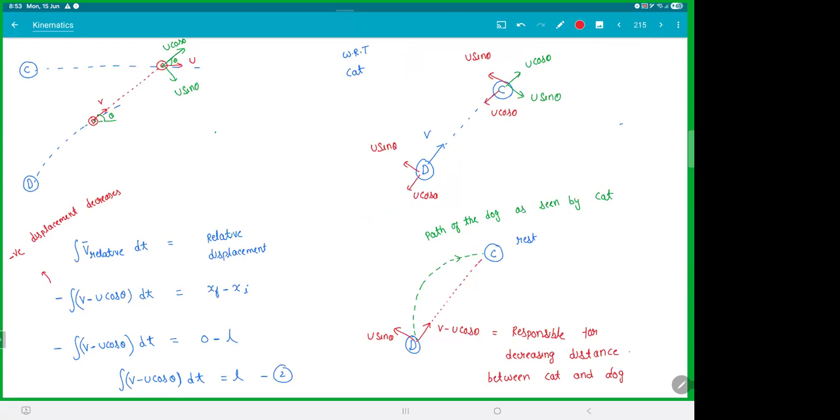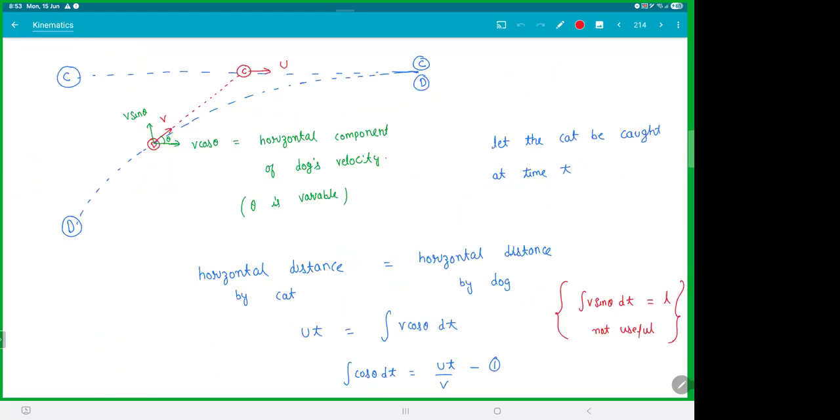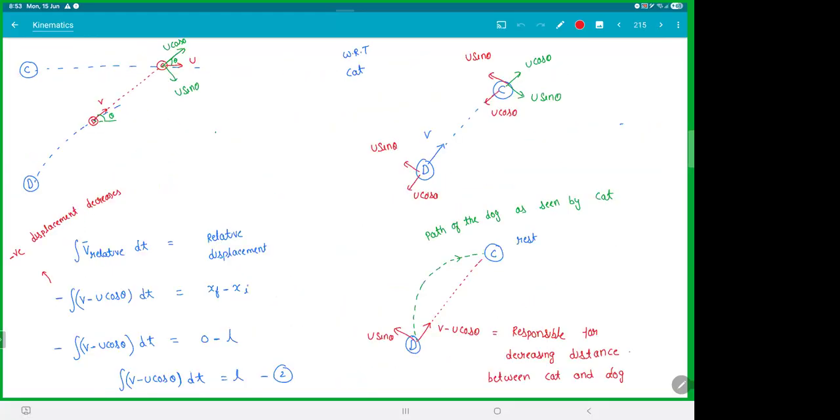Because what will happen is you get a lot of variations. Look at the second problem: if v is equal to u, find the minimum distance. So what people do is they remember the answer. This question is from Irodov, the first part. The remaining two are not there in Irodov. This is something we made up. So if something changes, you should always come back to the process. So knowing the process is important.